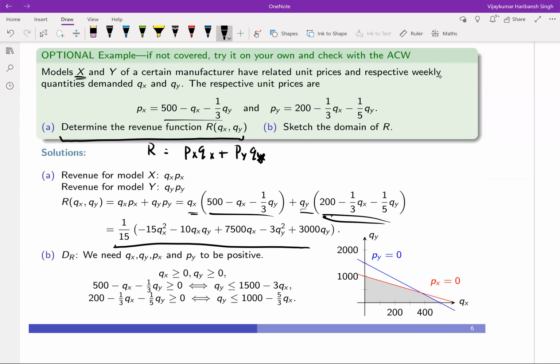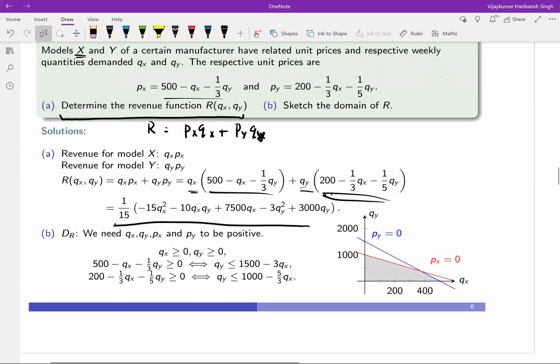Now, what is the domain of this function? So what is the domain of R of X? So note that R is a quantity whose input variables are QX and QY, right? So what is the domain? So we're going to draw the domain.